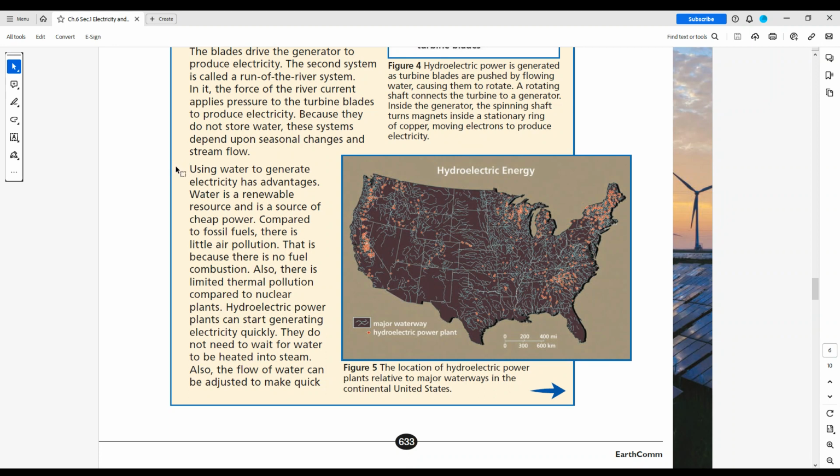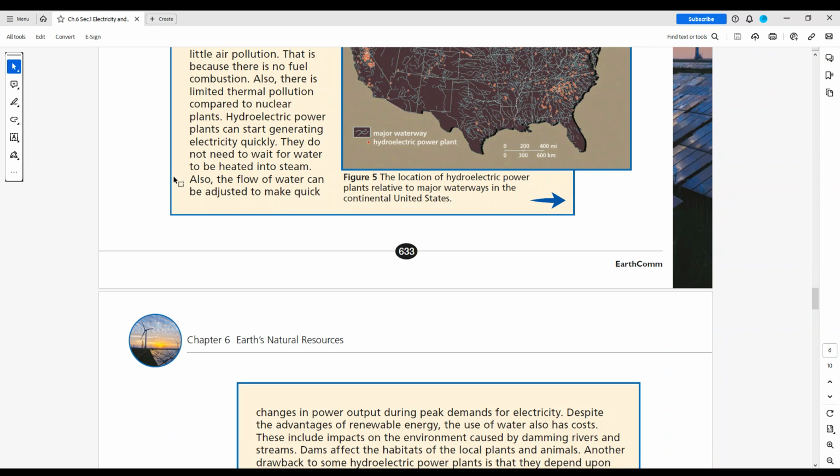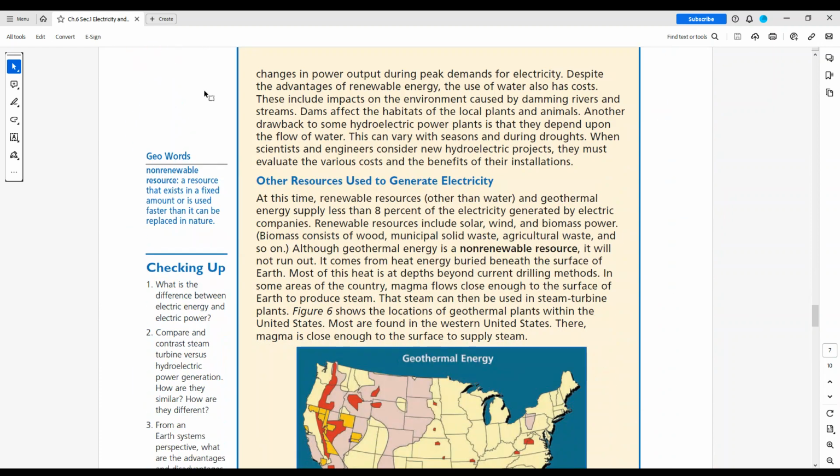Using water to generate electricity has advantages. Water is a renewable resource and a source of cheap power. Compared to fossil fuels, there is little air pollution. That is because there is no fuel combustion. Also, there is limited thermal pollution compared to nuclear plants. Hydroelectric power plants can start generating electricity quickly. They do not need to wait for water to be heated into steam. Also, the flow of water can be adjusted to make quick changes in power output during peak demands for electricity.